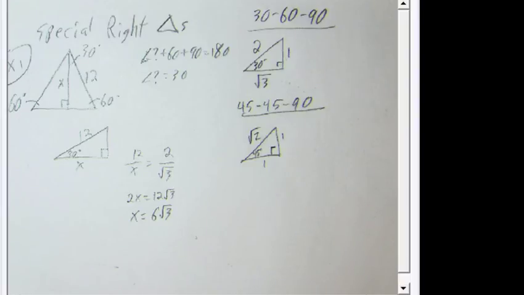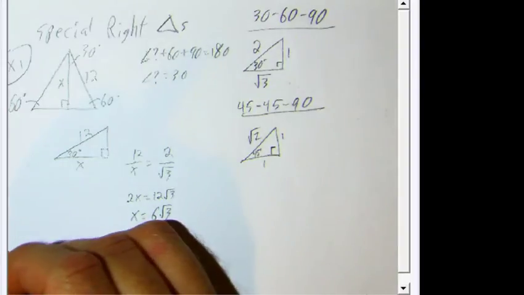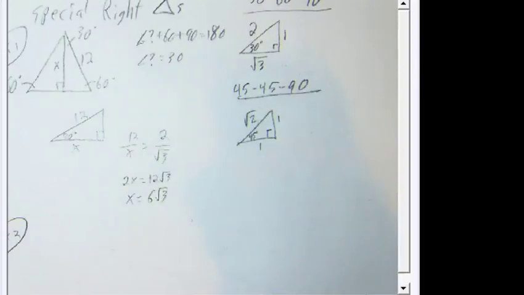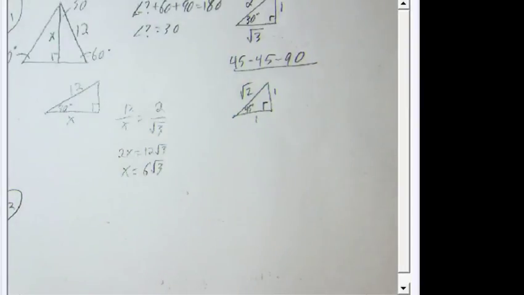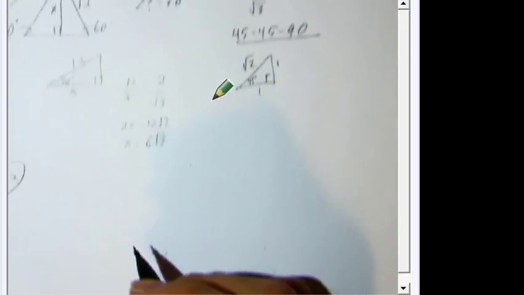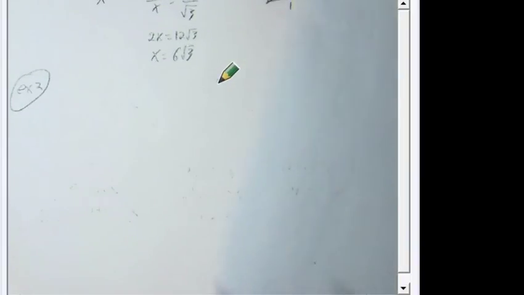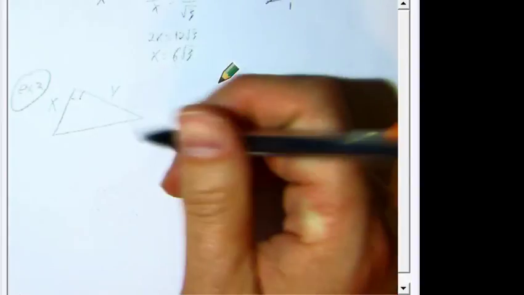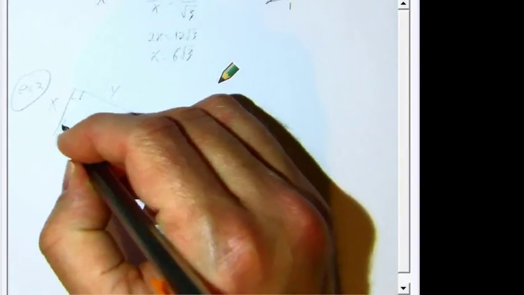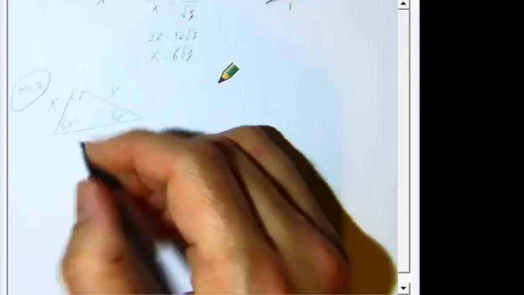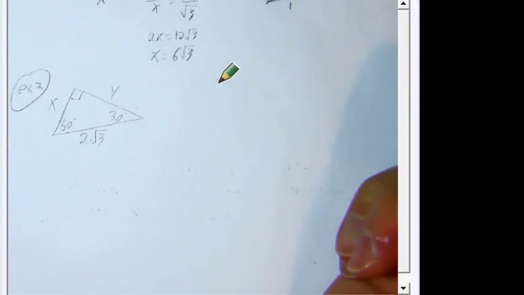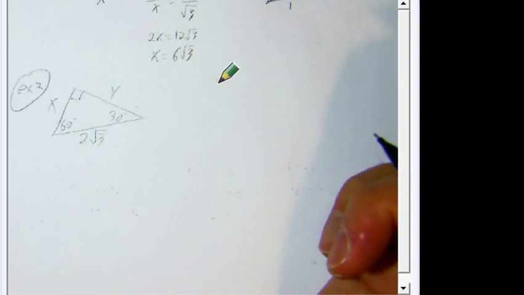One more. So let's say we have a triangle like this. We have an x and we have a y, so two variables.